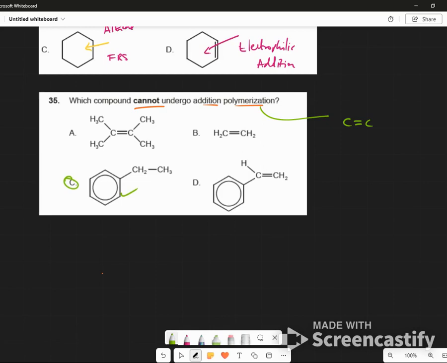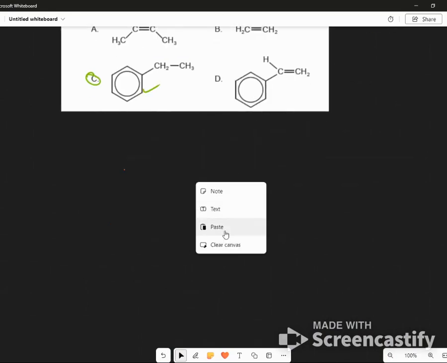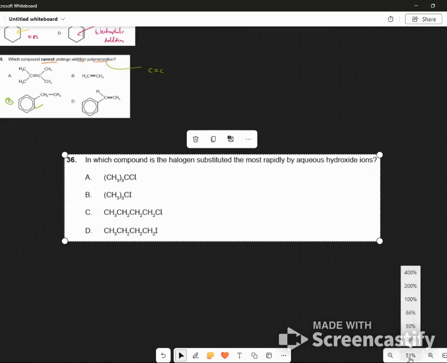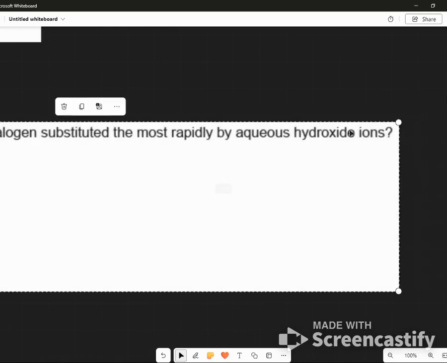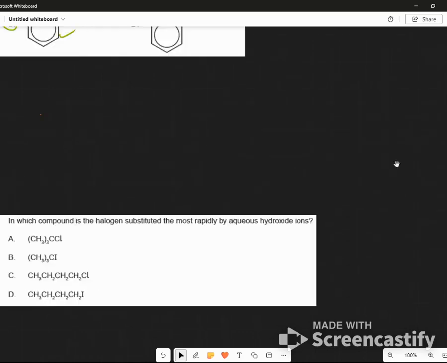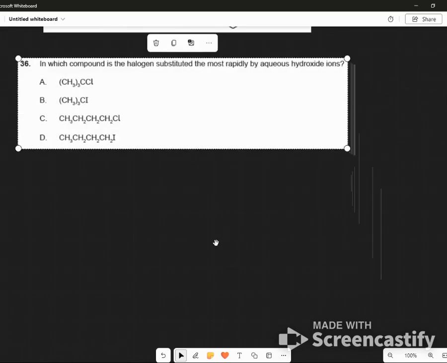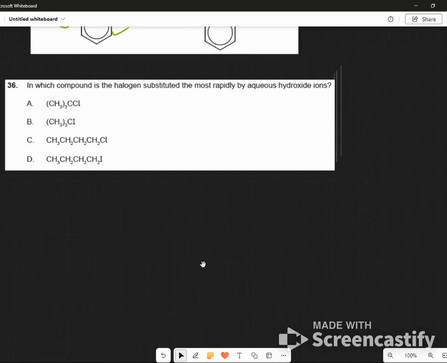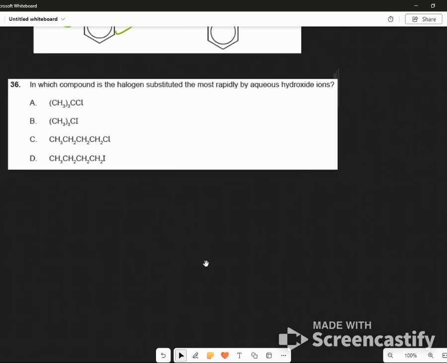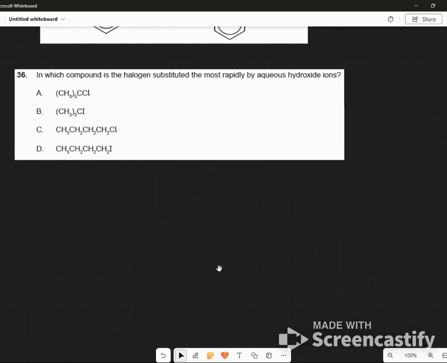Whoopsie daisy, wrong one. All right, now let's have a look at number 36. This one is quite hard. There's a lot here, I'm afraid, even though it looks like a simple one. Which compound is the halogen substituted by aqueous hydroxide ions the most rapidly? Oh, do you know? It's a nasty one.